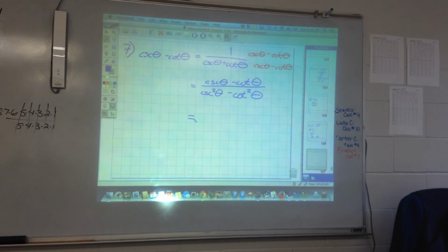Thoughts? Does that simplify to 1? Does that simplify to a 1? Could that maybe be some sort of Pythagorean identity? It is.